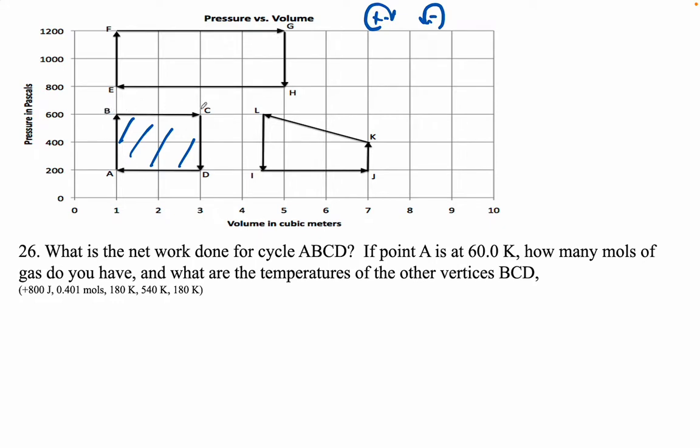This is positive work because the piston is moving out. Notice it does positive work at a higher pressure, so therefore it's going to be more work. And it does negative work, or work is done on the gas, at a lower pressure. Okay? So our area is the work, the height times the width.